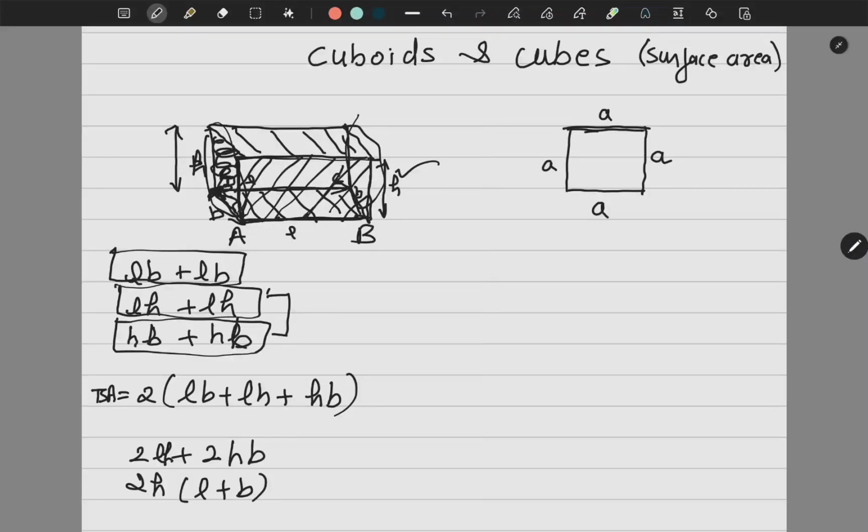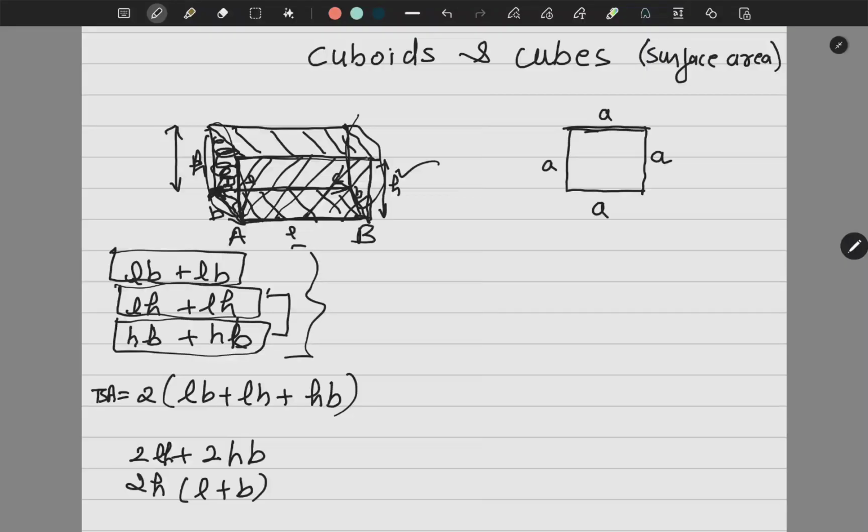So instead of mugging it up, understand which face I am removing and that area only you should remove. So always remember the formula of a cuboid like this: how many faces are there, write down their areas and then you add up like this.